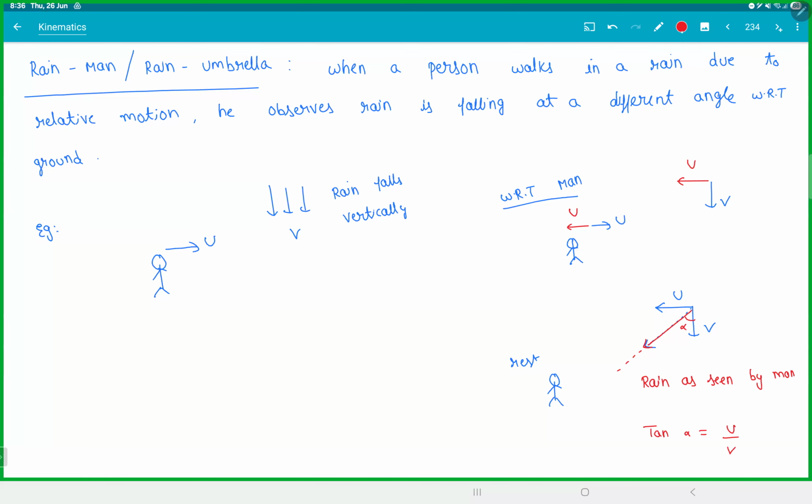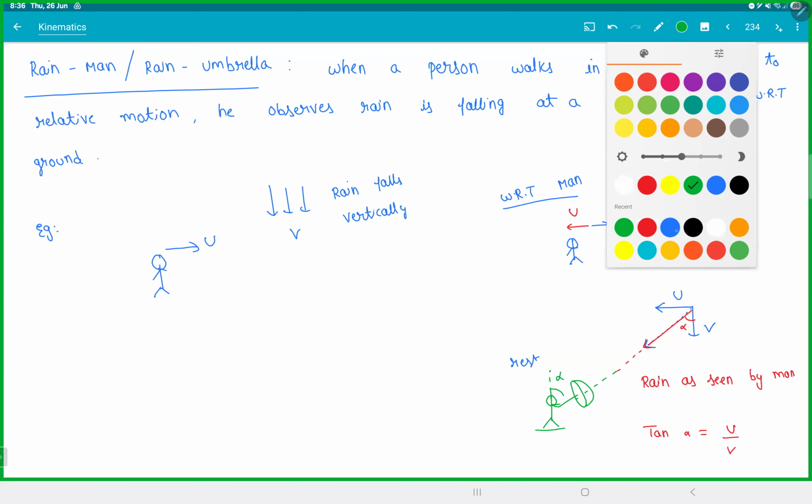And the question will be like this: how should I keep the umbrella? You should keep an umbrella in this direction in order to avoid the rain. So this is also alpha. They'll ask you: how should the man hold the umbrella in order to avoid the rain? Are you getting the story here?